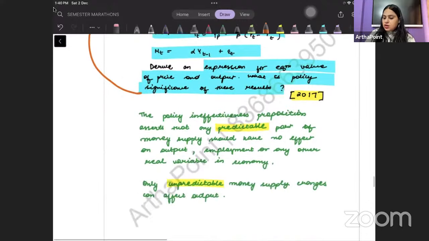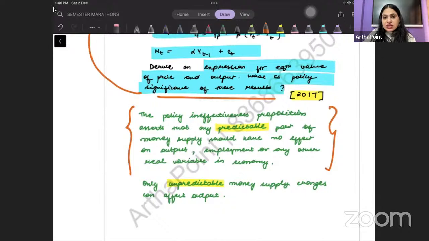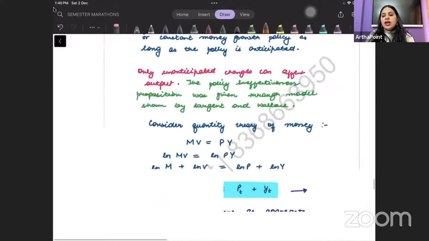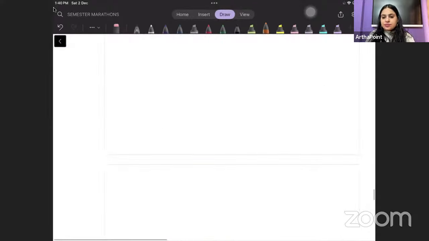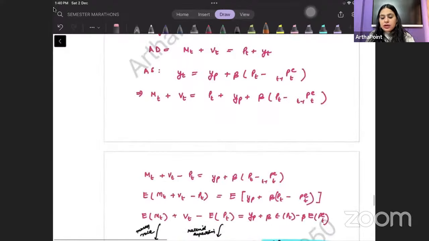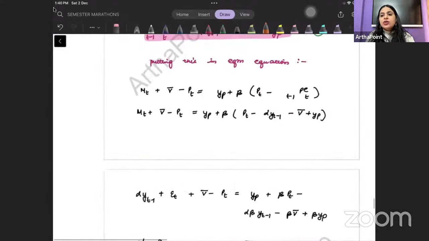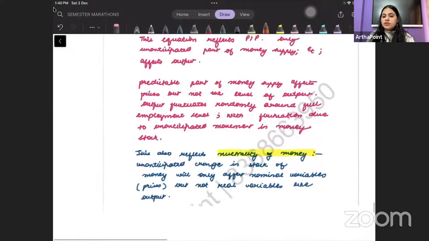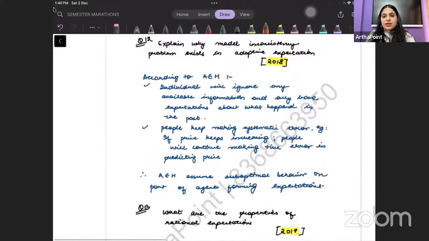So you see here, मैंने policy ineffectiveness proposition भी समझाई है क्योंकि ये इसकी policy significance है and I've talked about the neutrality of money also. और बाकी इस पूरे मॉडल को आपको as it is derive करना. You have to derive the model as it is. हाँ बेटा. So this is very simple. If you know this model, you can definitely get 10 to 12 marks in your final exam from this model itself. ठीक है?